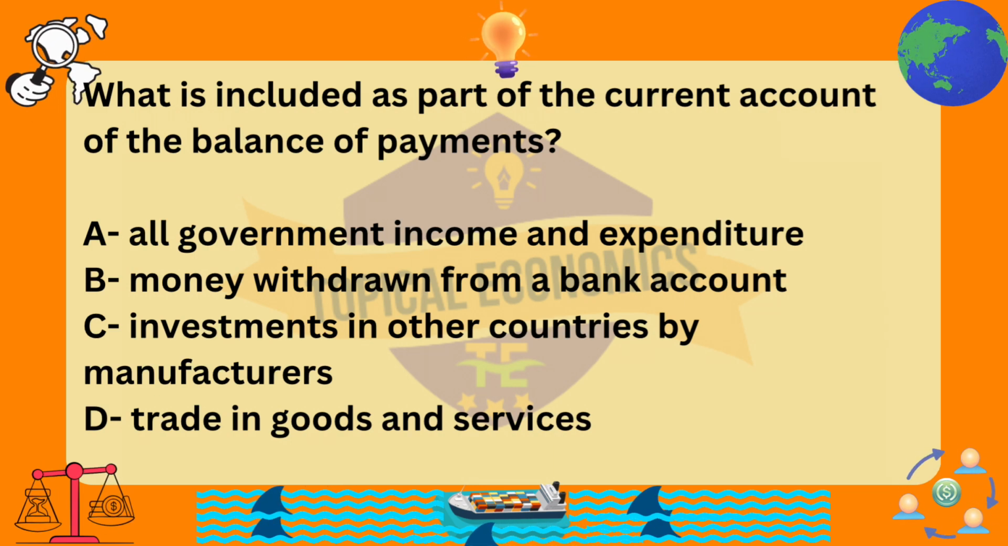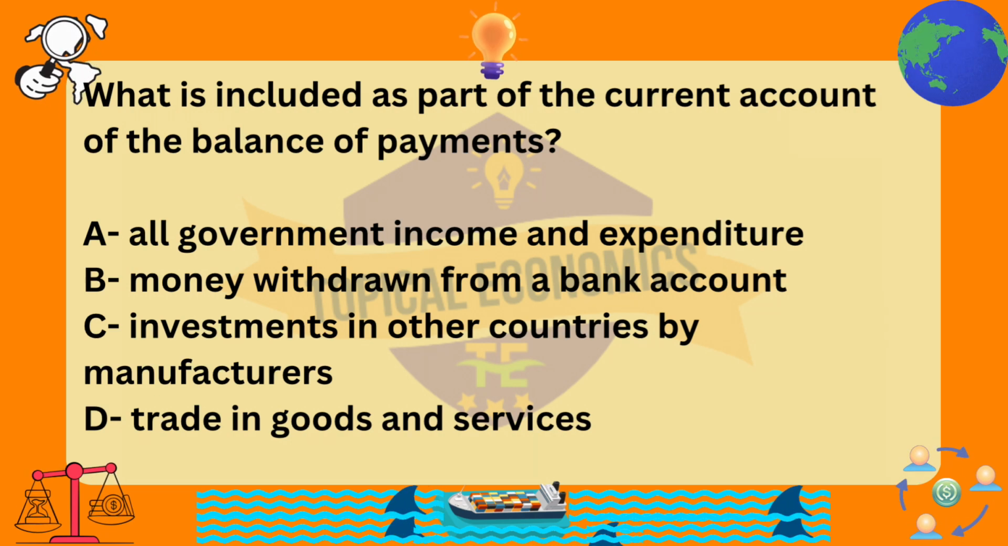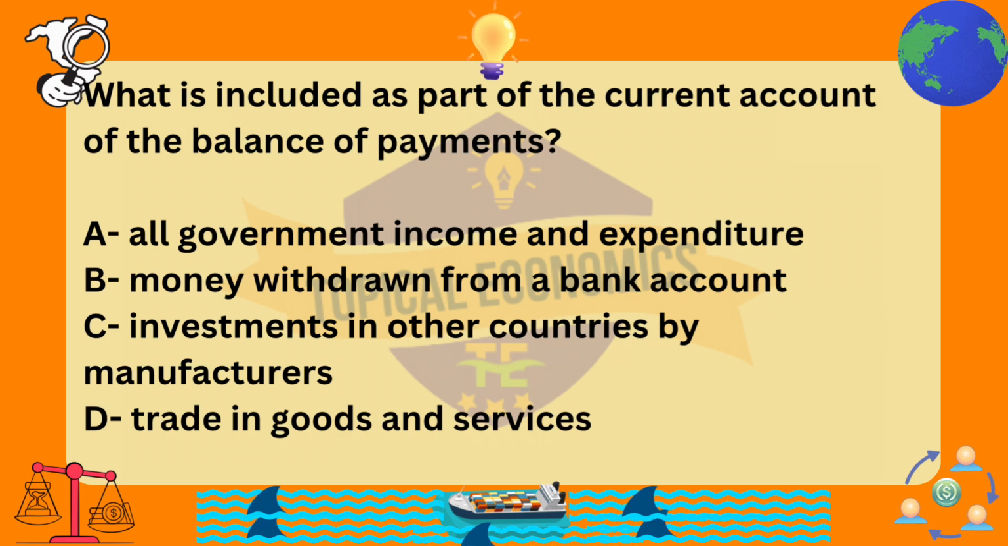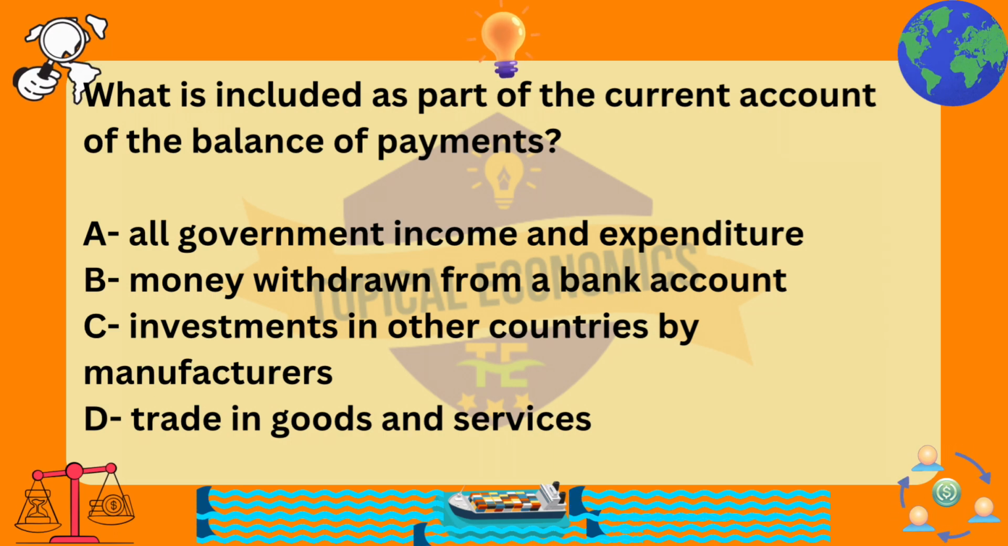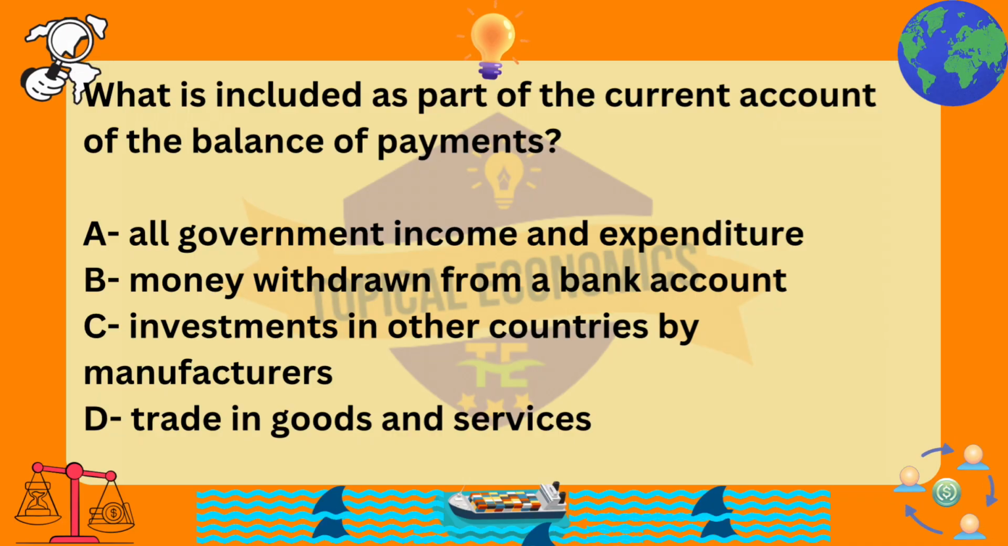Third, primary income, income from investments, such as dividends, interest, and wages earned by residents from abroad. And lastly, secondary income, current transfers, transfers of money, such as remittances from citizens working abroad or foreign aid.